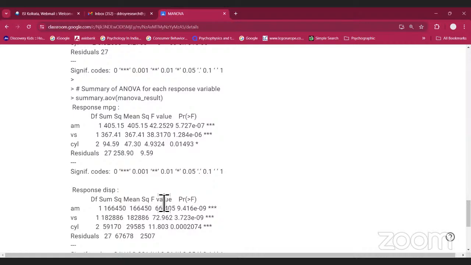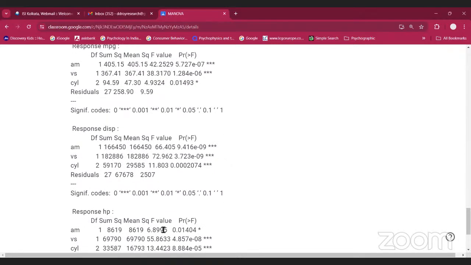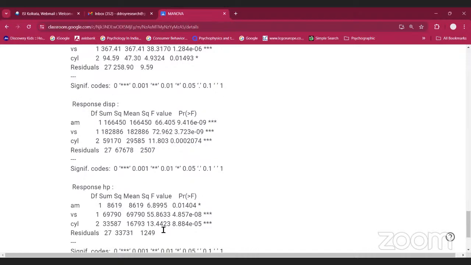Similarly, for the response DISP, DISP is more affected by VS. This is the F value. The F value indicates the more effect. You can find the maximum effect, that is 72.96. More effect is there in the case of VS. And for HP, again, VS has more effect in comparison with AM and CYL.